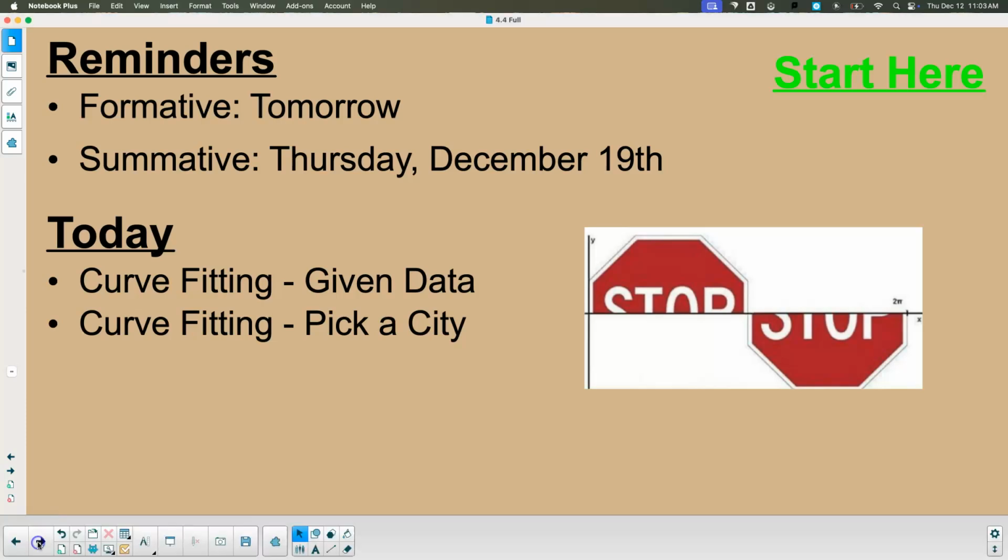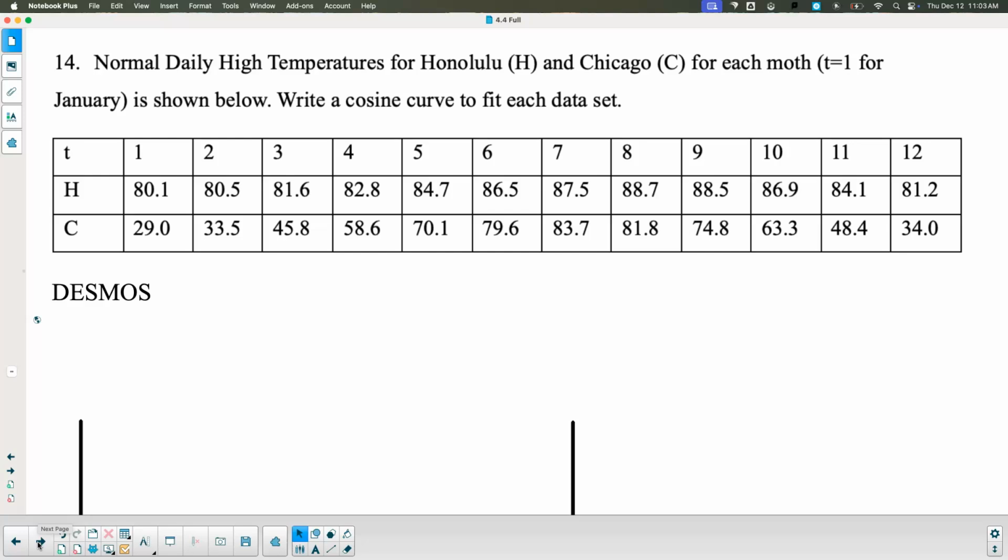Yesterday we did not get to this one at the tail end, but we asked you to graph them. You should have them graphed by now, and we just had you write a cosine curve to fit each set of data. All right, so let's look at Honolulu first. I'll do Honolulu in blue. High temperature of Honolulu.